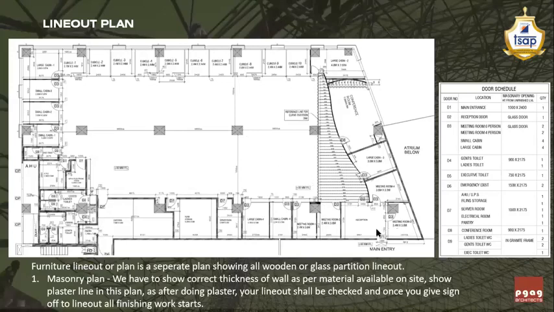Then, while doing the line out of all the stagnant elements like walls, for example, if you are showing the wall thickness as 200 mm and the contractor is going to use a brick wall of 230 mm, then the whole line out of your drawing will go waste, the whole process will go waste. So when you visit the site for the first time and interact with the contractor for the first time, you are supposed to ask the contractor which material is going to be used.